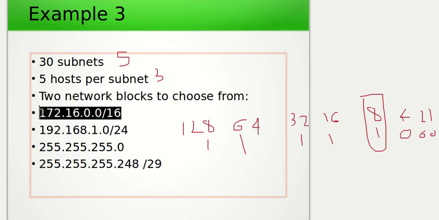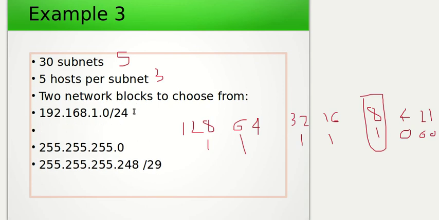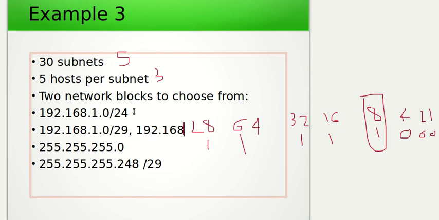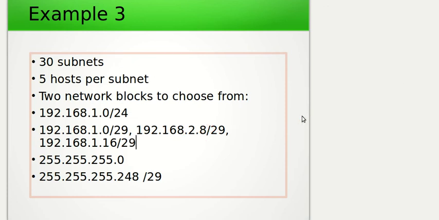So let me remove this. Our first subnet ID is going to be 192.168.1.0/29. And the next one's going to be 192.168.1.8/29. The next one's going to be 192.168.1.16/29, and so on. Now that we found out our subnet IDs and what subnets we have, let's find out the range of addresses for each subnet.